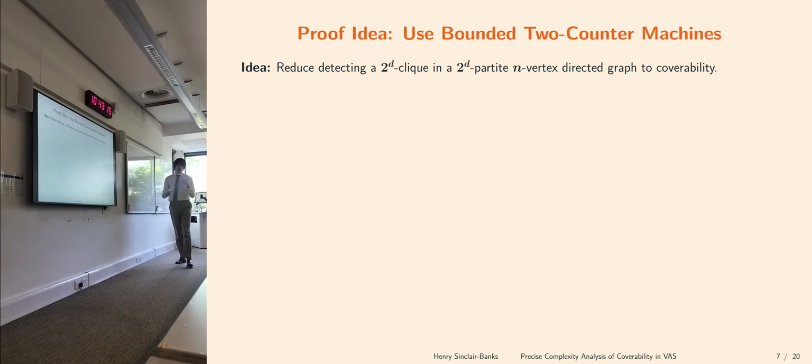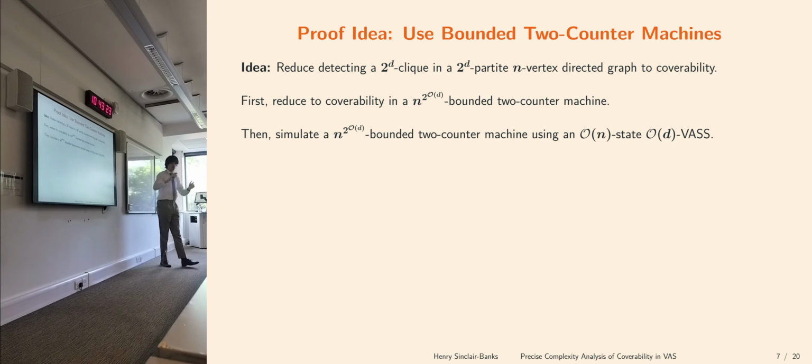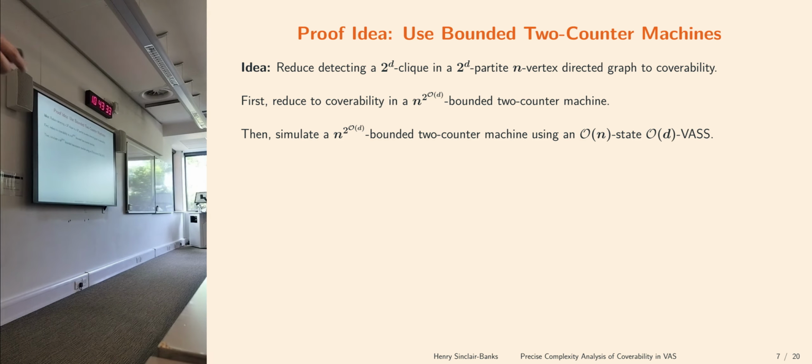But to go through this, there are 2 steps. And in the middle, I'm going to need bounded 2 counter machines. What's a 2 counter machine is a reasonable question. But let me just give you the proof idea. The 2 steps are first, I'm going to do clique detection in bounded 2 counter machines, and then I'm going to take bounded 2 counter machines and simulate them with VASS, directly, and obtain the result we want.